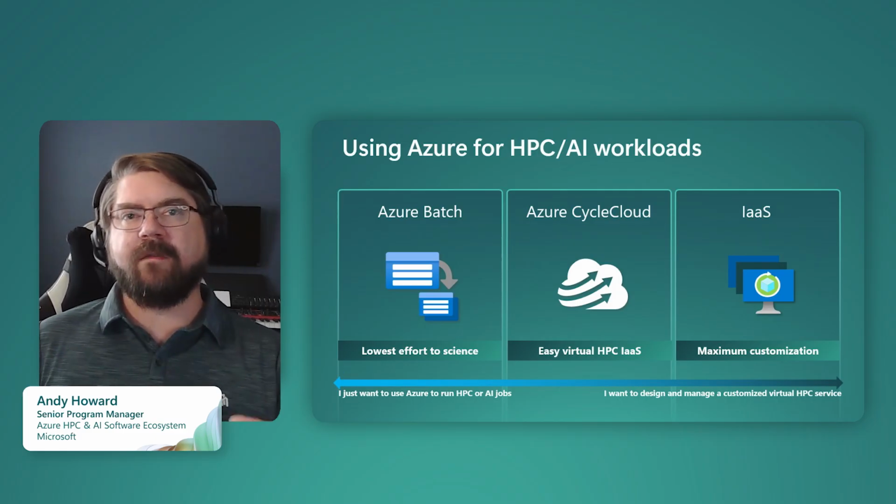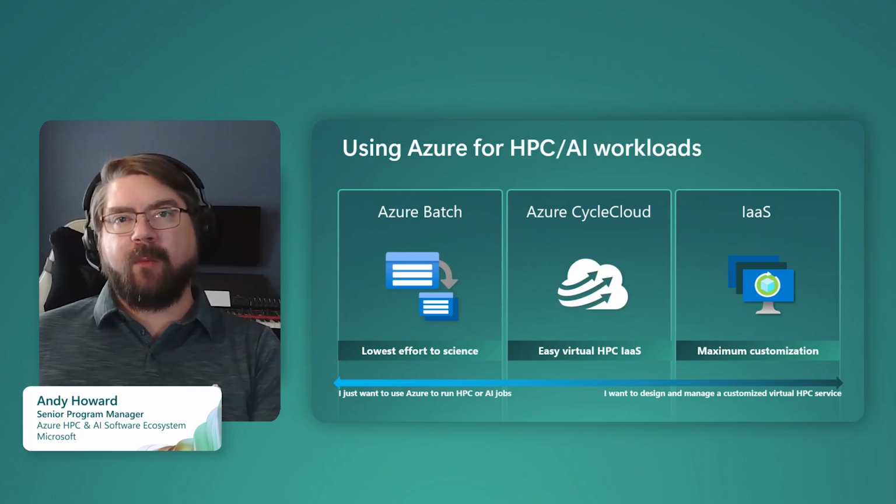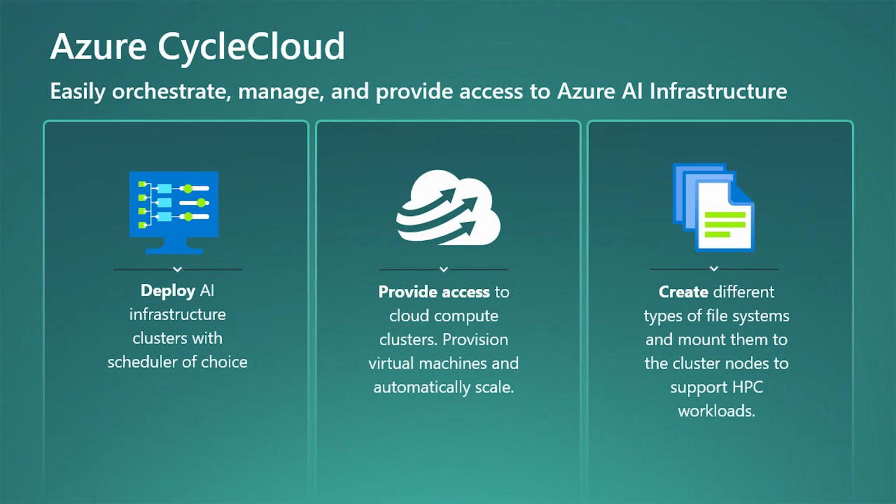It sits in the middle of both worlds of, I just want to submit jobs and I want to control everything. So CycleCloud is really designed to allow HPC admins to provide an easy way to orchestrate, manage, and provide access to their users to Azure's HPC and AI infrastructure. So it allows you to deploy the infrastructure. It allows you to create and destroy compute resources on demand. And it allows you to create and mount the different types of file systems that are typically used within the HPC world.